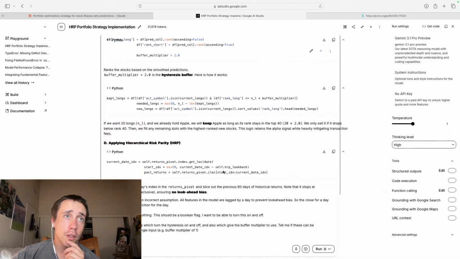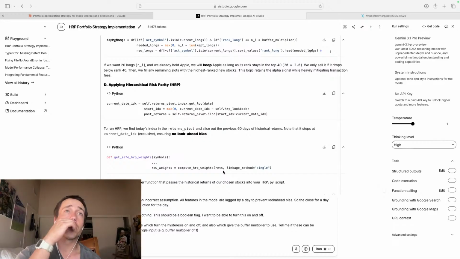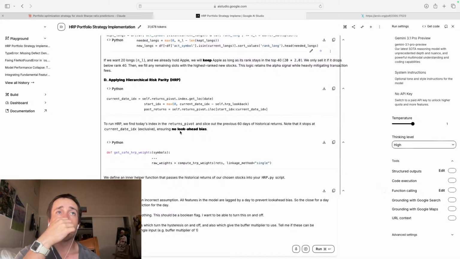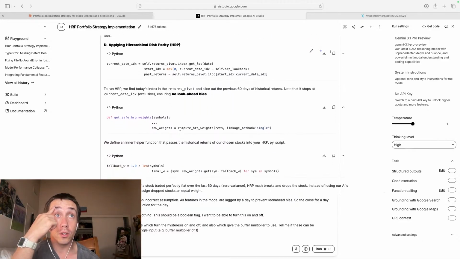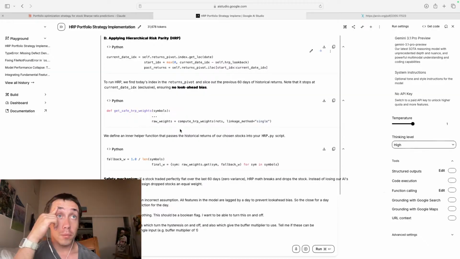Applying hierarchical risk parity. To run HRP, we find today's index in the returns pivot and slice out the previous 60 days of historical returns. It stops at the current date, ensuring no look-ahead bias.